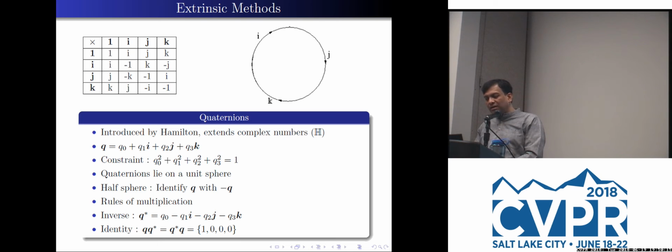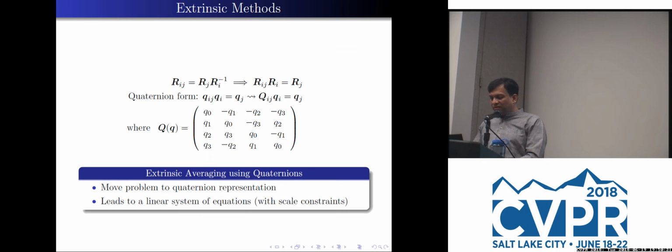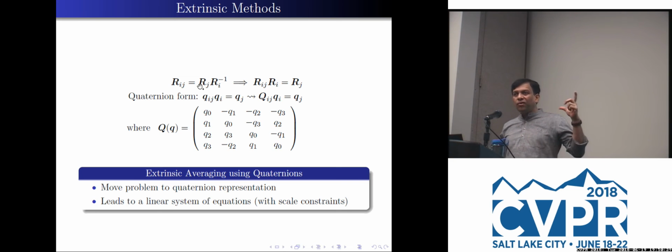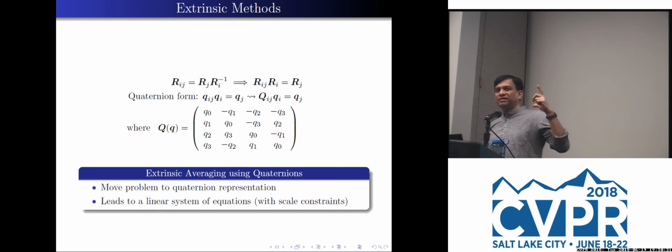There's one method where you can take quaternions. I'm going to skip defining the forms of the quaternions, which some of you may be familiar with. Essentially, a quaternion is a 4-dimensional unit vector representation of 3D rotations. This is one other form of representing the same rotation that we are familiar with as 3x3 matrices.